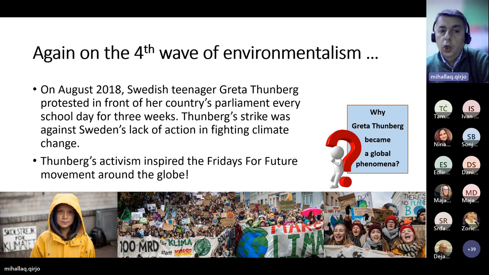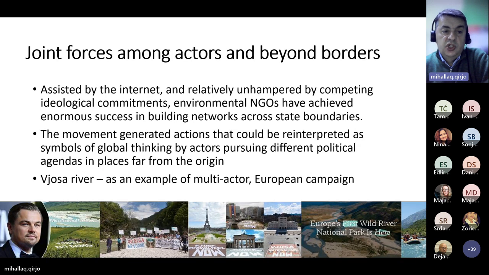People will install solar panels, and that's the role of the civil society. So what we do observe now as a common effort of the civil society is joining forces among different actors and beyond borders. That's the new trend nowadays.